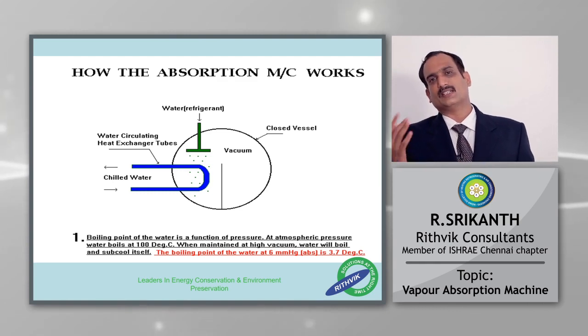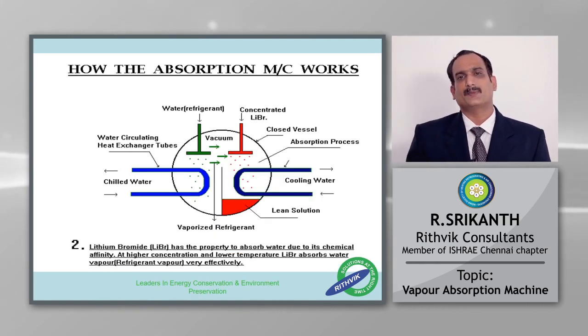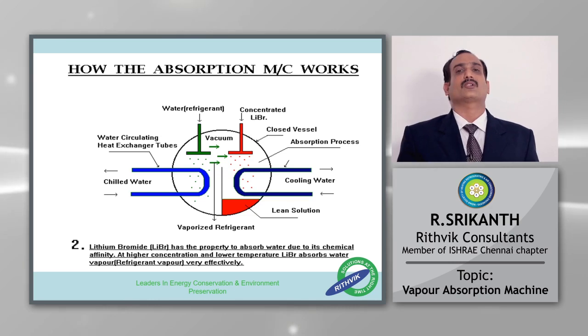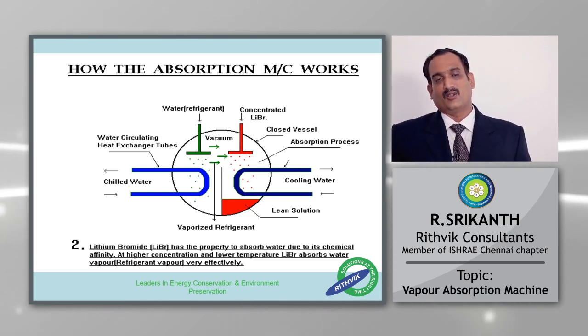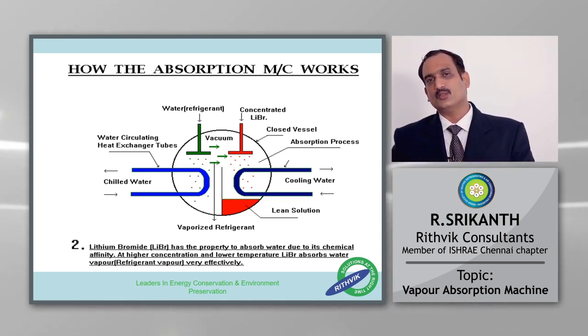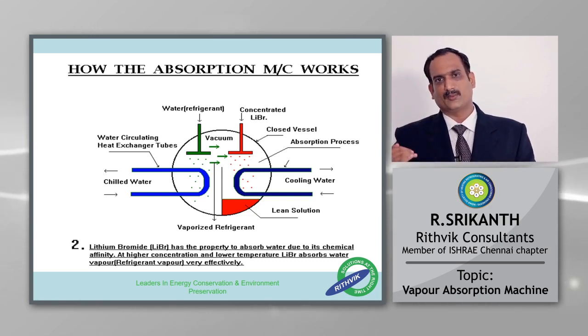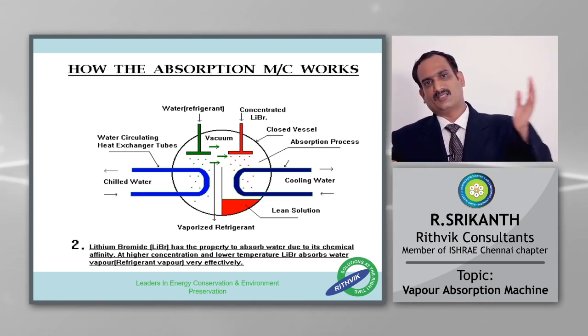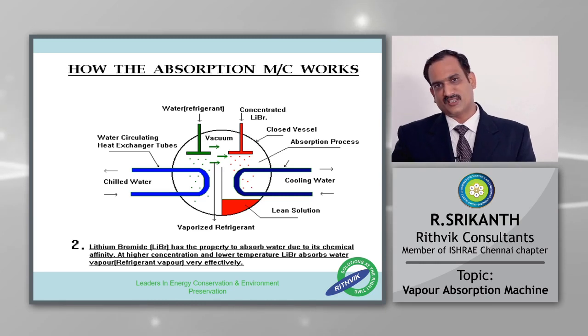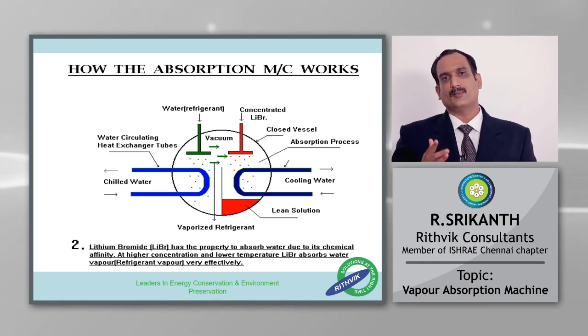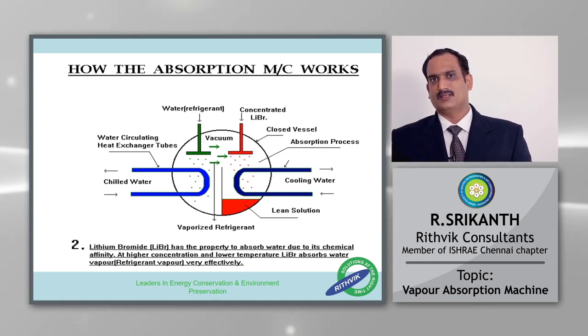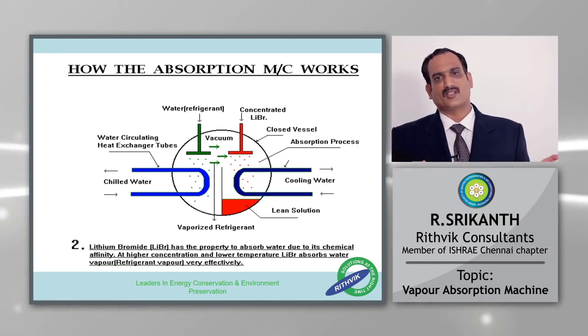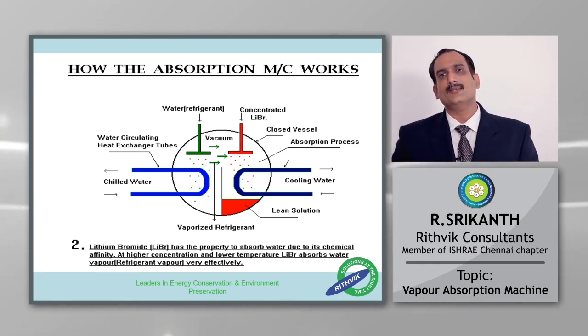Now assume on the other side, as said earlier, I spray lithium bromide solution, a concentrated lithium bromide. Lithium bromide already has a higher affinity towards water. So when I spray lithium bromide, the water vapor gets attracted towards the lithium bromide due to its affinity property, and the lithium bromide becomes a dilute solution, because after absorbing the water, the concentrated solution quite naturally becomes dilute.